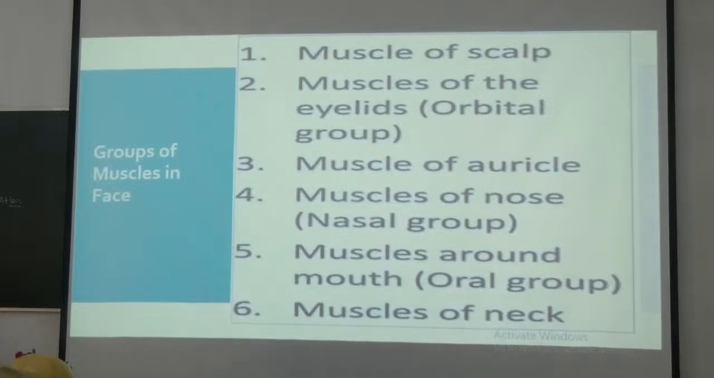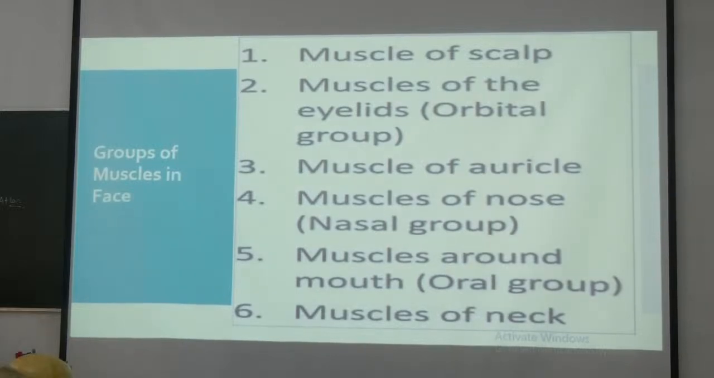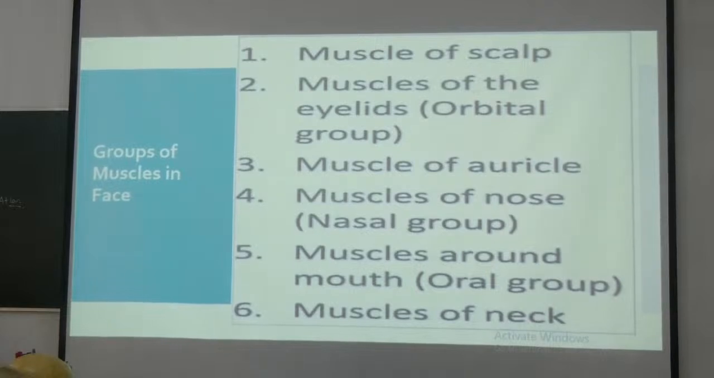Then the muscles of the eyelids. For the eye, how many muscles do we have? Which are they? First, we have seen in the frontal bone that the eyebrows are situated in the superciliary arch. So what muscle do we find there? Corrugator supercilii.